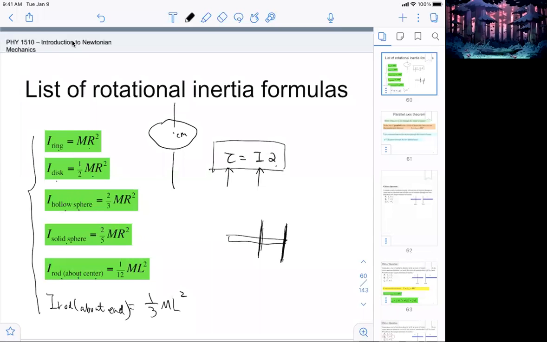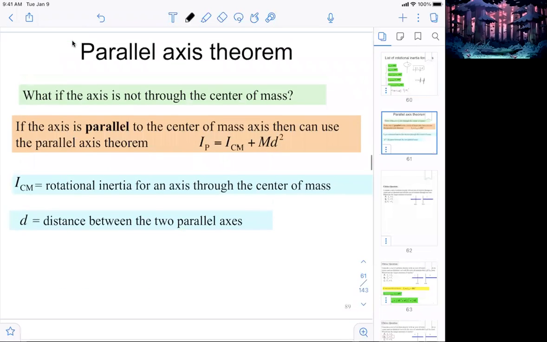But not all the time. Sometimes you have an axis somewhere else. So how do you calculate the rotational inertia if your axis is somewhere else? We're going to use the parallel axis theorem. This says that if you know the rotational inertia through the center of mass, and if the new axis is at a distance d away from the center of mass axis, then you simply add md squared to the center of mass rotational inertia, and you get the new one.